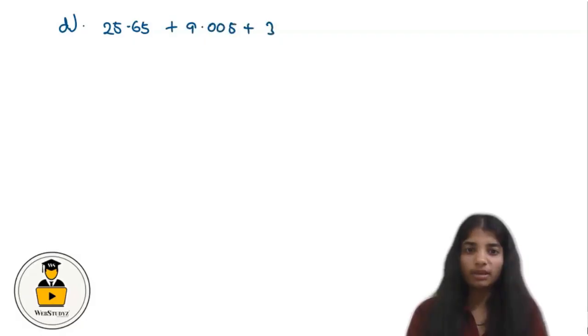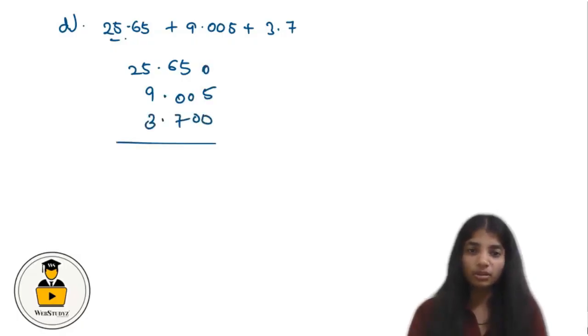Let's discuss part D. Part D is 25.65 plus 9.005 plus 3.7. We have to add all these values. So starting with the greatest value, that is 25.65. Keep in mind that the decimal must always be in the same position while we are adding the terms. So next is 9.005 and next is 3.7. We can add whatever number of zeros we require after the decimal, because zeros after decimal are not significant.